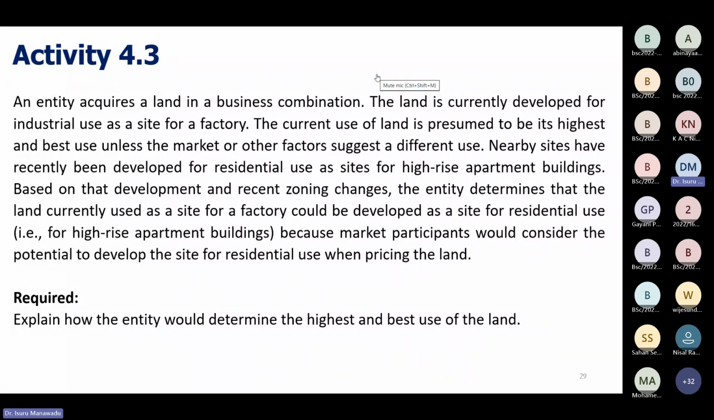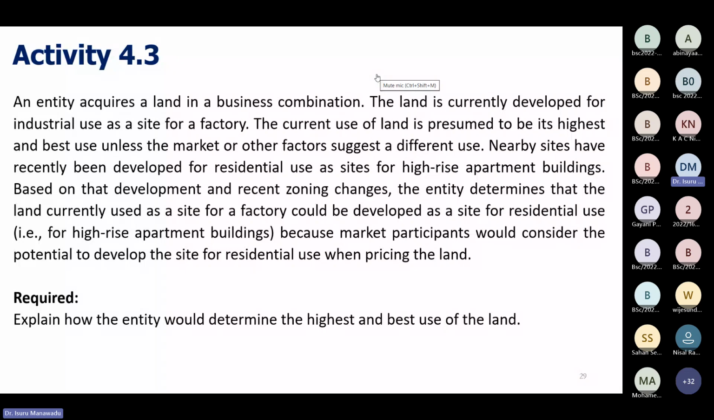Yeah. What is the answer for this question? Let me read. The required thing: explain how the entity would determine the highest and best use of the land. Now you need to understand, right? I hope you understood the explanation and how to identify the highest and best use, right? The entity acquires a land in a business combination. The land is currently developed for industrial use as a site for a factory. Current usage is site for a factory.